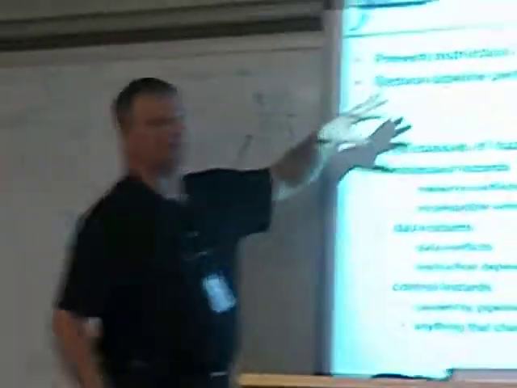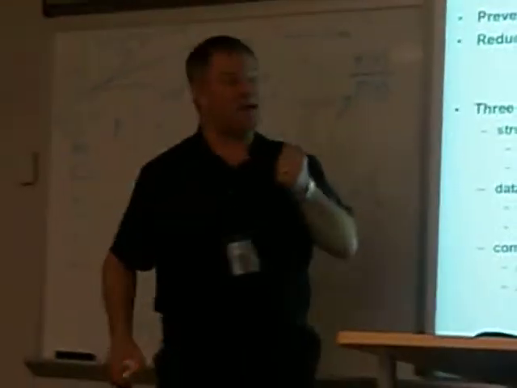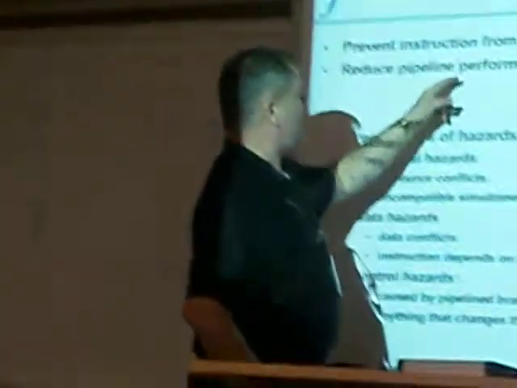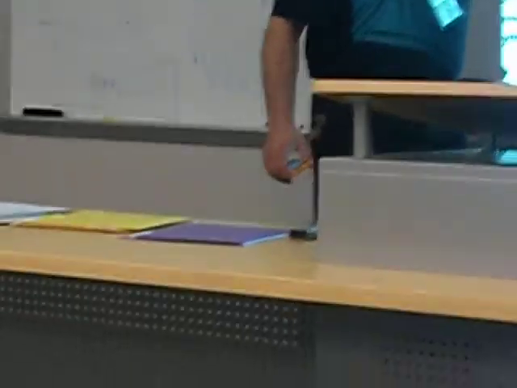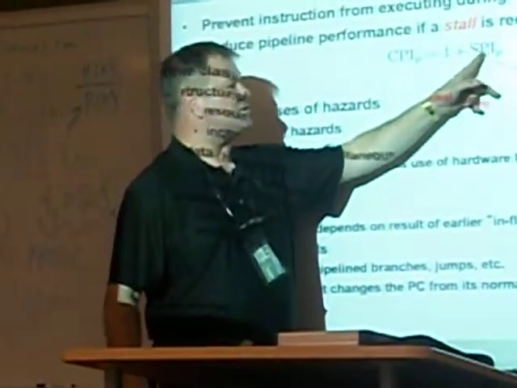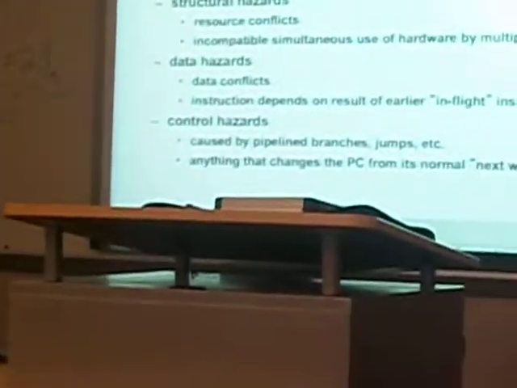Executing during a given clock cycle. And recall that if we can't figure out a way to deal with that hazard, it reduces the performance. Recall that the cycles per instruction in a pipeline is the ideal cycles per instruction, which is 1, plus the stall cycles per instruction. So as soon as you start introducing stall cycles, it affects the performance.